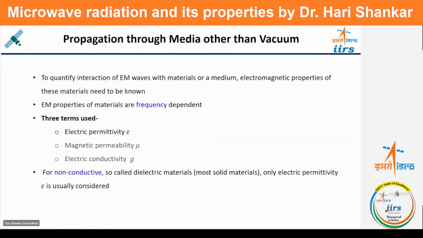Now time is very short, so I'm quickly finishing these two, three slides. That is propagation through media other than vacuum. These three parameters are very important: the electric permittivity, epsilon; the magnetic permeability, mu; and the electric conductivity, G. As you recall, these quantities are used in the Maxwell equations. Permittivity and permeability are very important, but permeability is used along with the magnetic fields, while permittivity is used for the electric field.